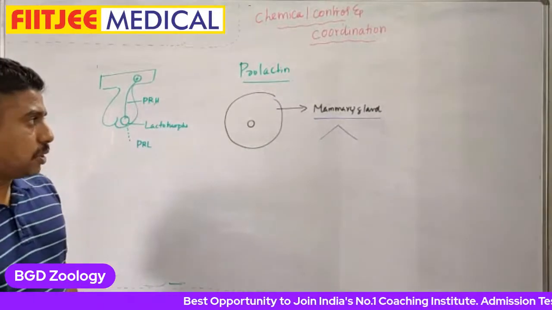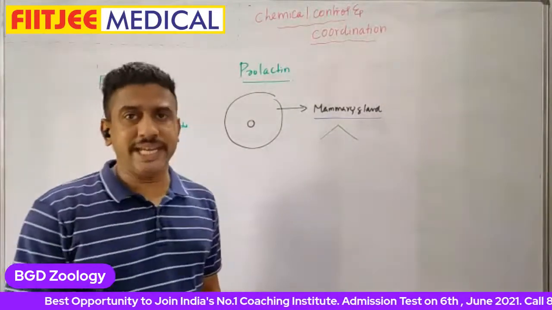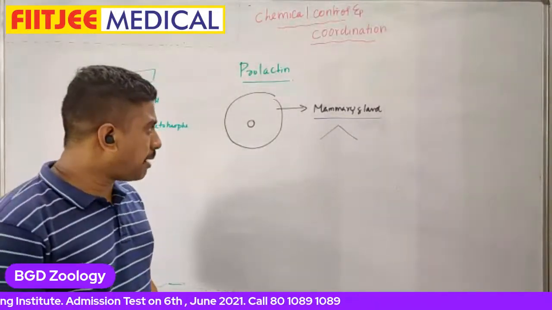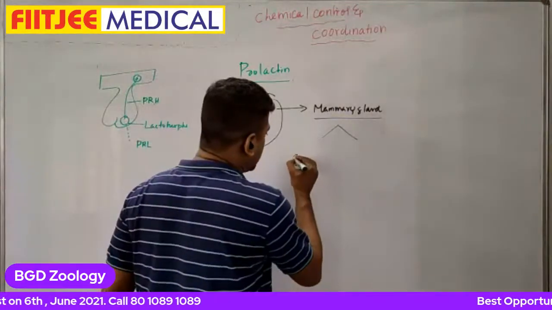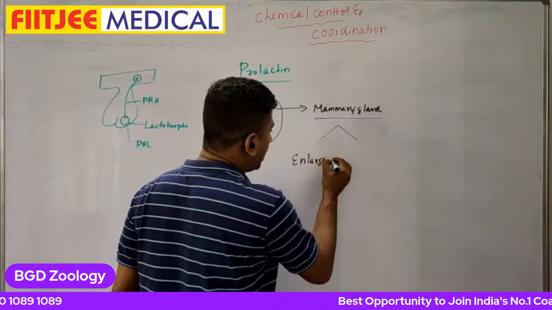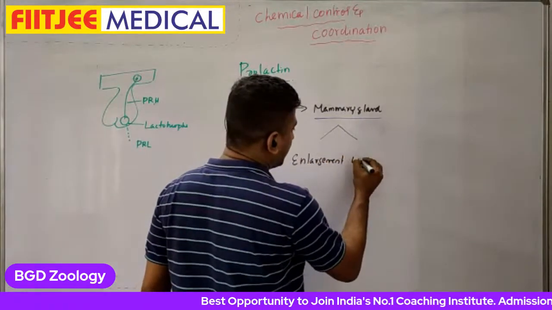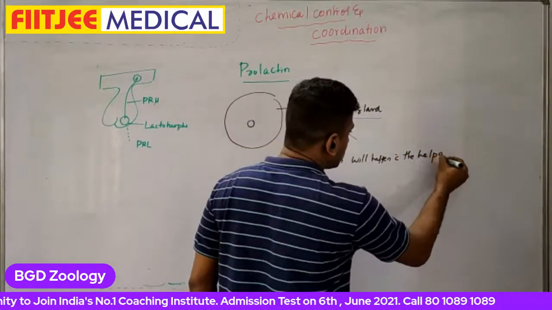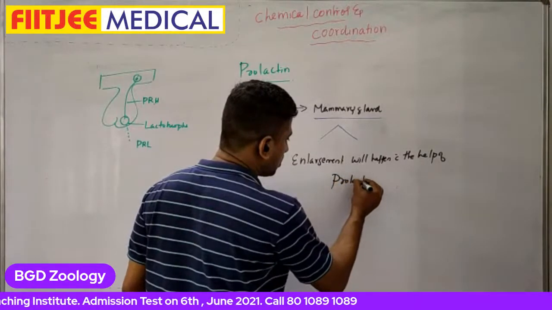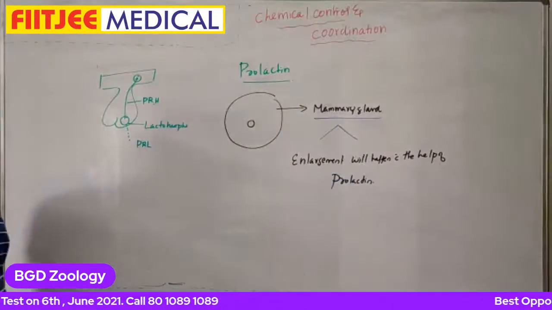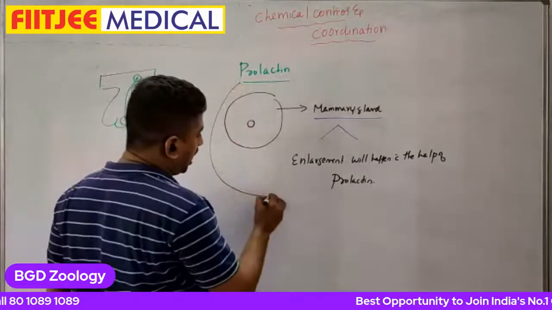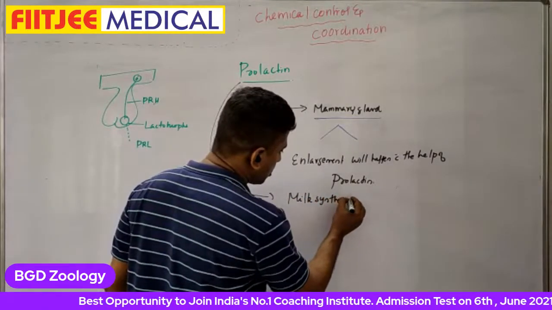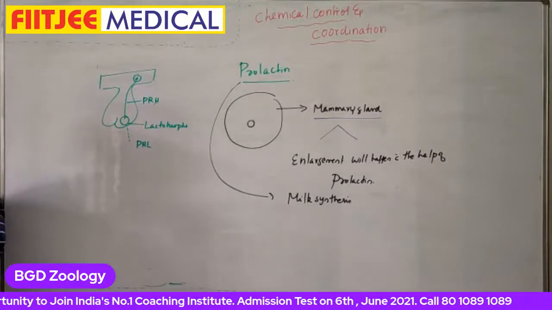So if a mother wants to lactate, to breastfeed, the mammary gland should be enlarged. This mammary gland enlargement will happen with the help of this prolactin. Then this prolactin will also help with milk synthesis. Right? It also gives milk synthesis.